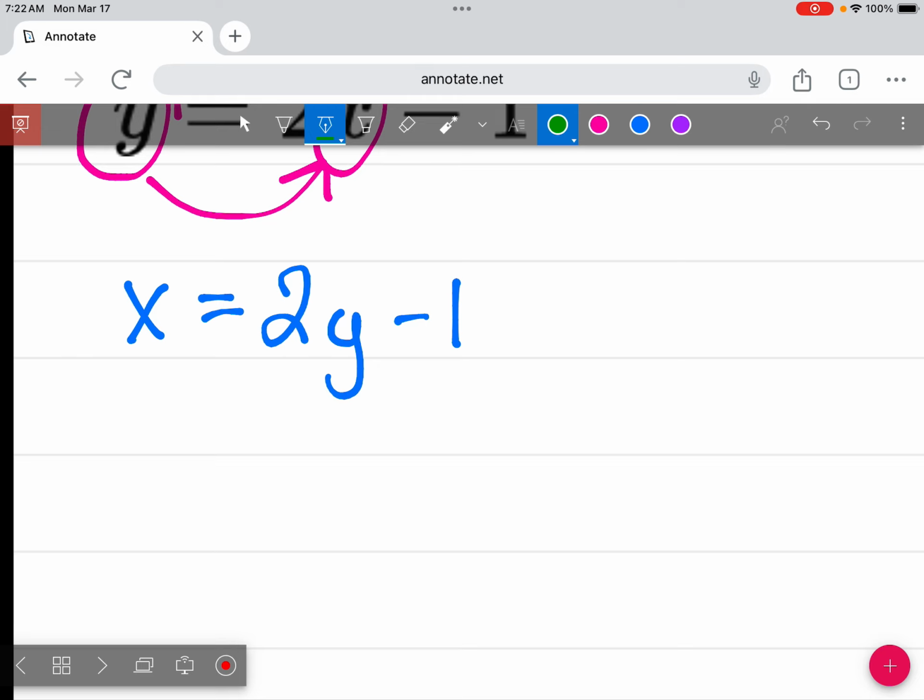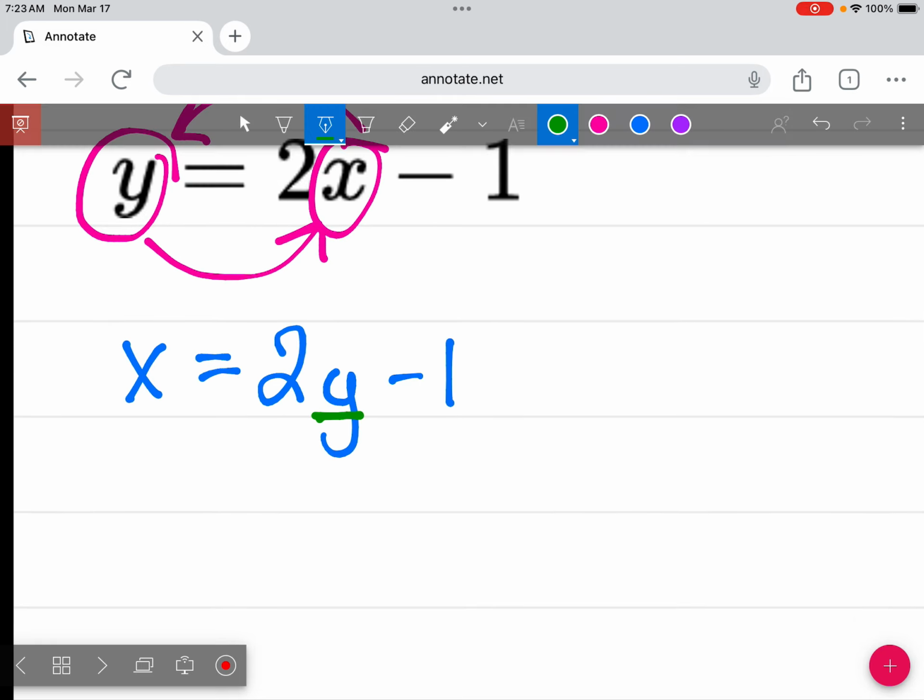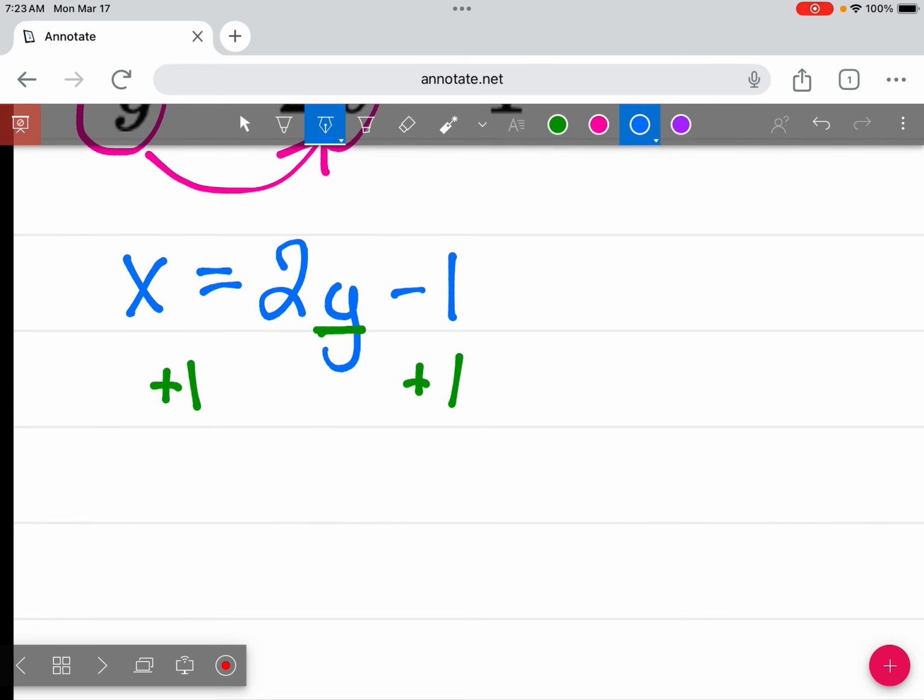What do we do to get our y by itself on this one? How can I get him by himself? We will need to divide by 2, but what should we do first? Add 1. I was going to say, if we don't add the 1 first, it just makes things a lot more fractiony, and we usually get a little uncomfortable with that. So you absolutely can do the divide by 2, it just makes things a little bit harder.